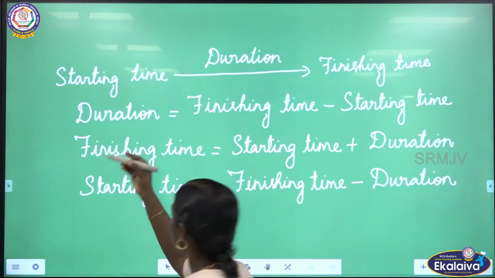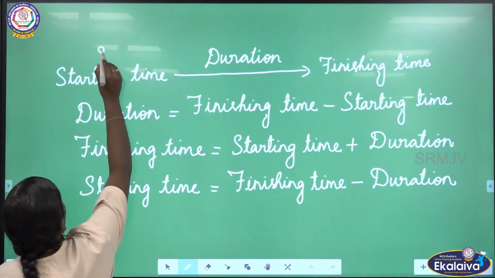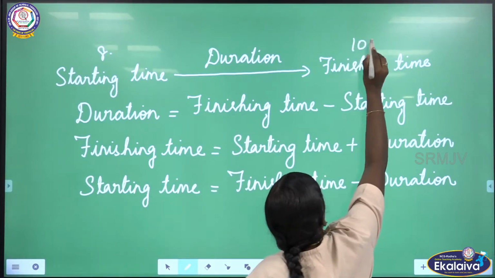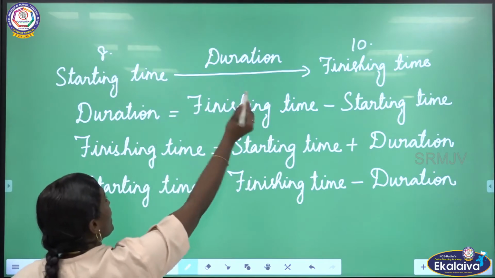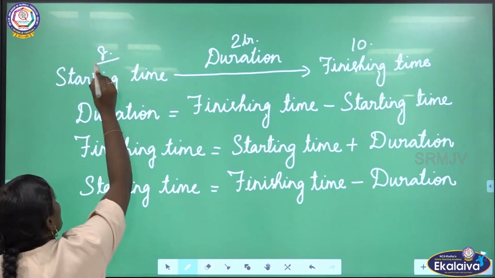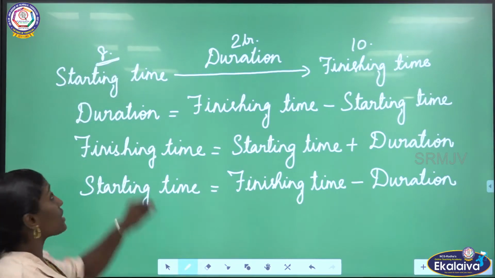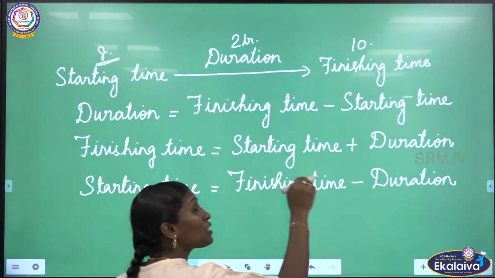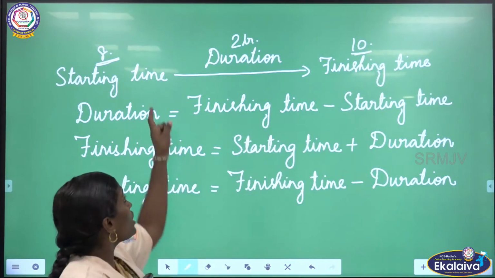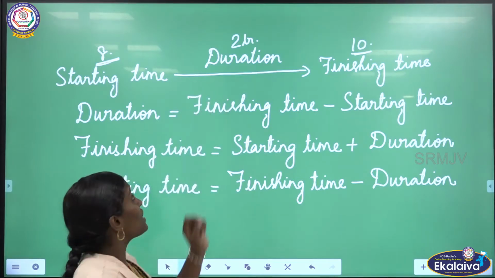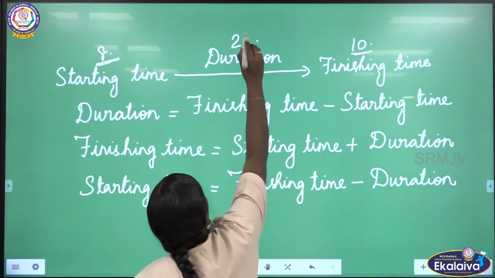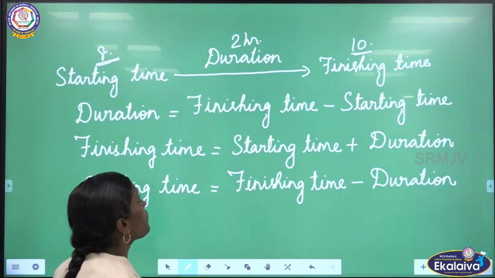Here, if you are starting your work at 8 o'clock, and if you are finishing it at 10 o'clock, in between 2 hours are there. So, you are starting the work at 8 o'clock, that is the starting time. You are completing the work at 10 o'clock, that is the finishing time. In between 2 hours are there. The time interval is called duration.